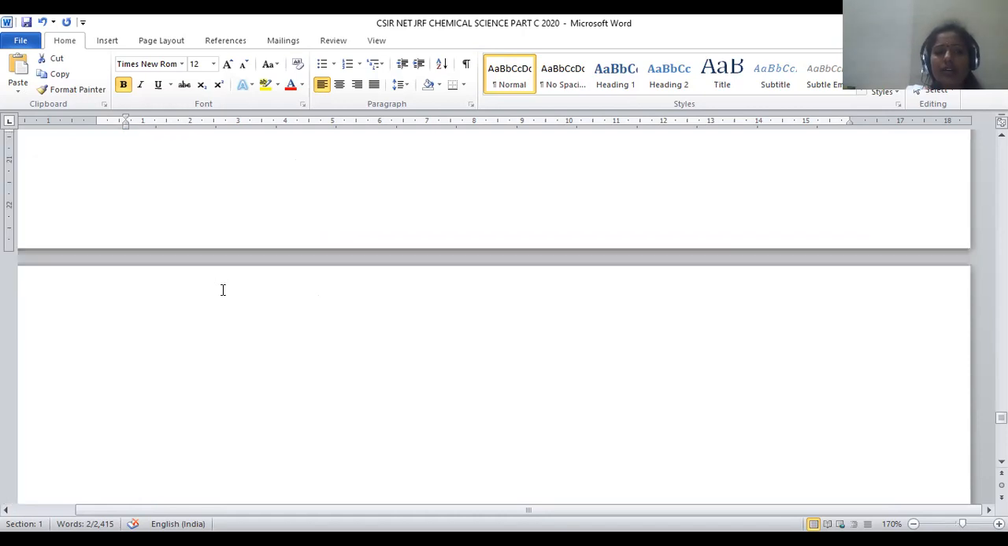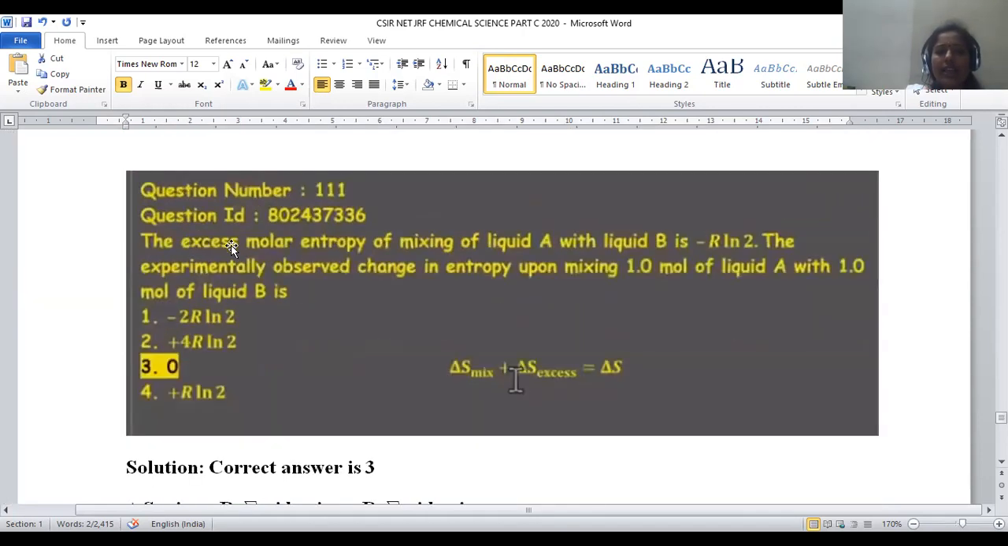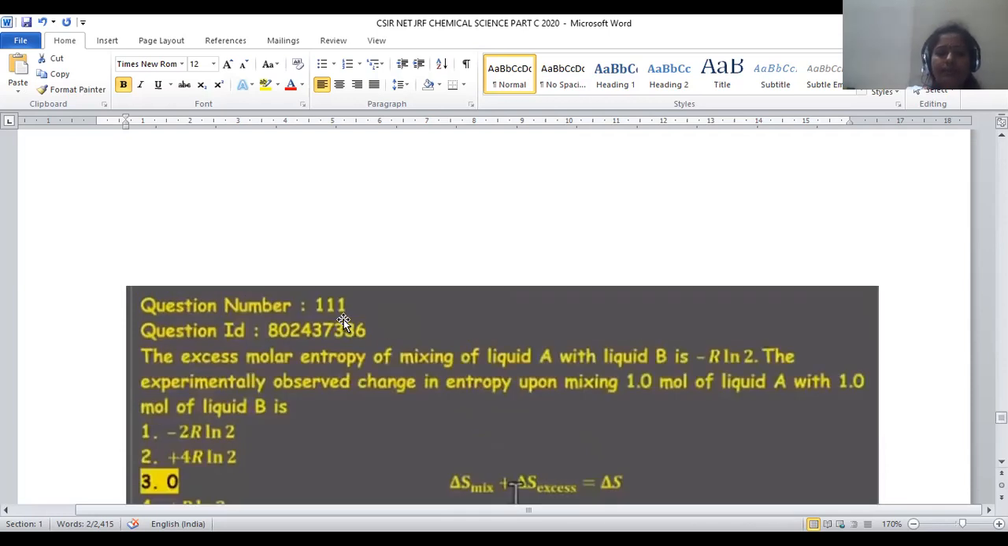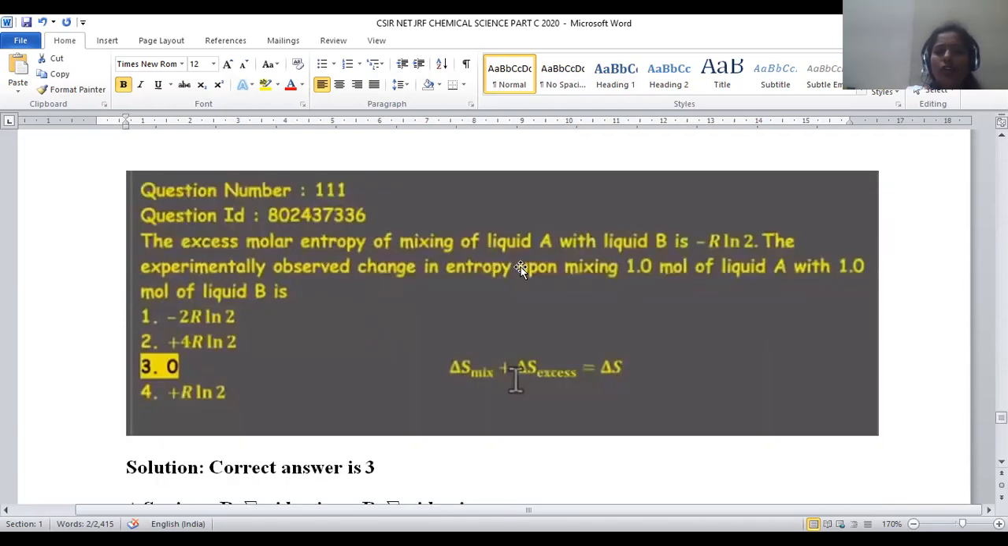Let us move on to question number 111. The excess molar entropy of mixing liquid A with liquid B is minus R ln 2. The experimentally observed change in entropy upon mixing 1 mole of liquid A with 1 mole of liquid B is to be calculated, right?